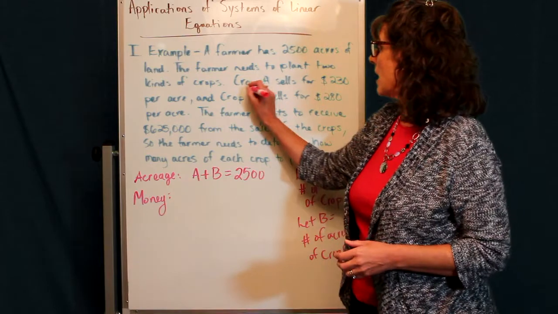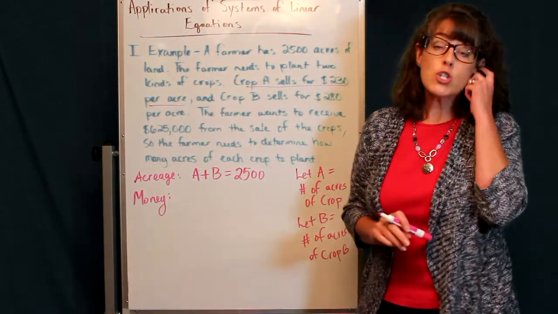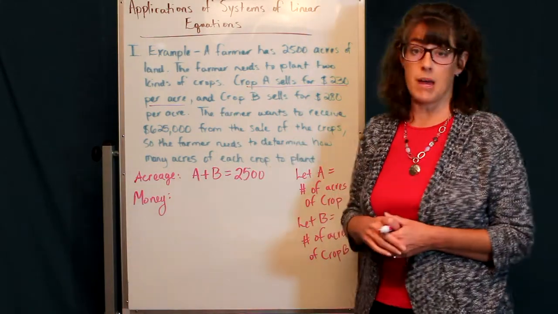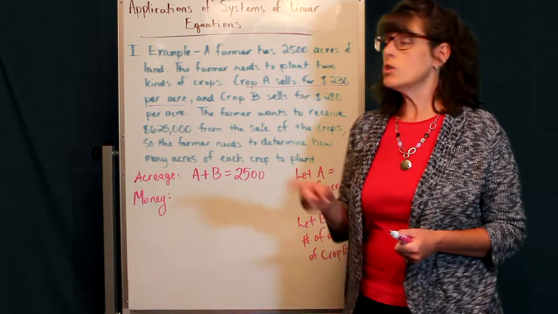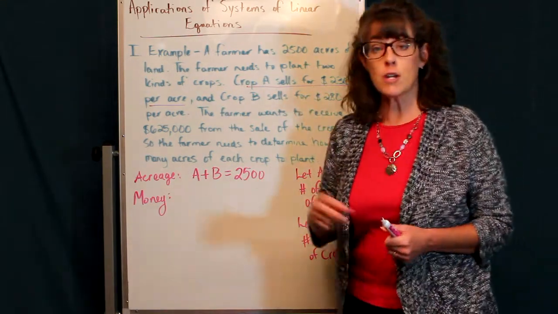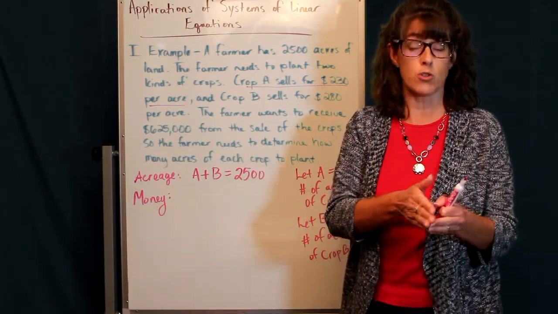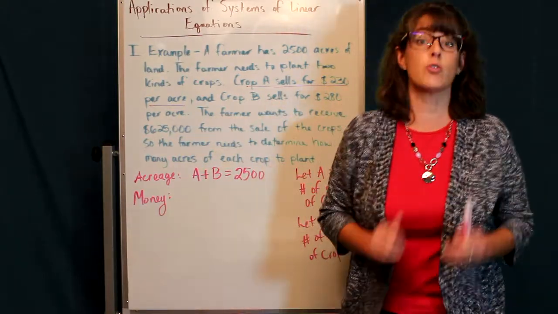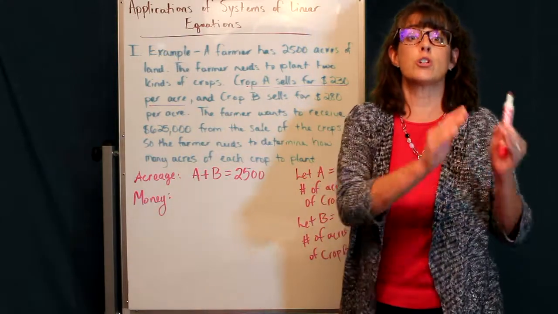Now remember, crop A sells for $230 per acre. So if that's the case, then how much money is the farmer going to make off of crop A? Well, it depends on how many acres are sold. So if 1 acre is sold, $230. If 2 acres is sold, well, that's another $230. So 230 plus 230. If 3 acres sold, that's another 230. So 230 plus 230 plus 230. What about 4 acres? 230, 230, 230, 230.